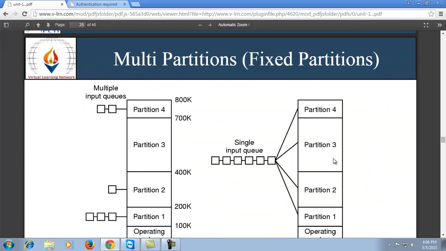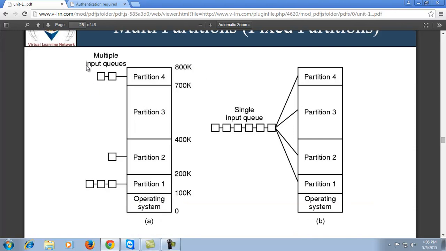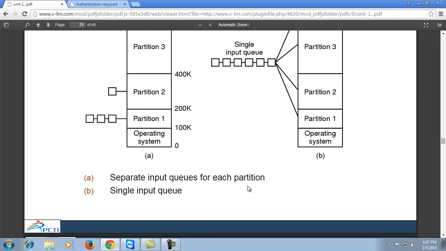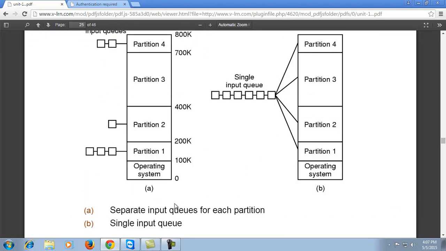The next topic is multi-partition. In this, we have fixed partitions in which we can store the data, like there are multiple input queues. We have a number of partitions and we can store data inside them by inputting some data. A single input queue is maintained for storing the data for all the multiple partitions, and the separate input queue for each partition represents the A block and the single input queue represents the B block.